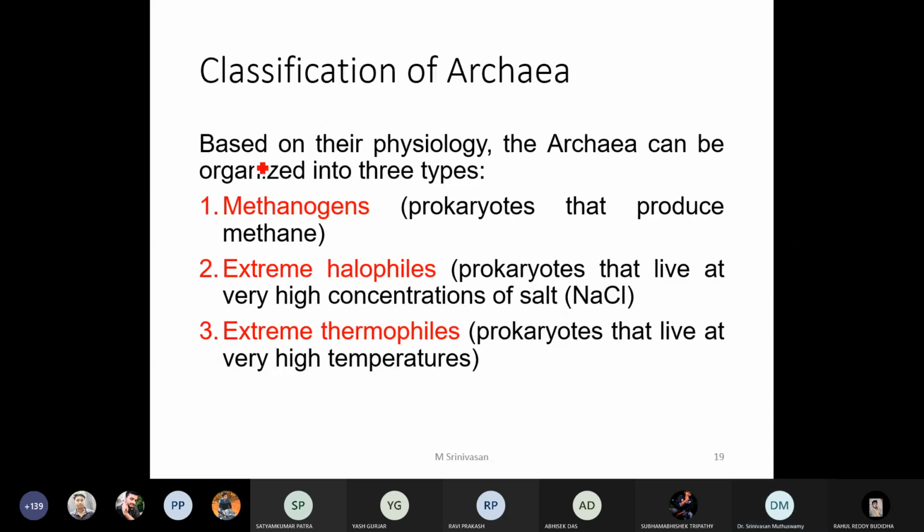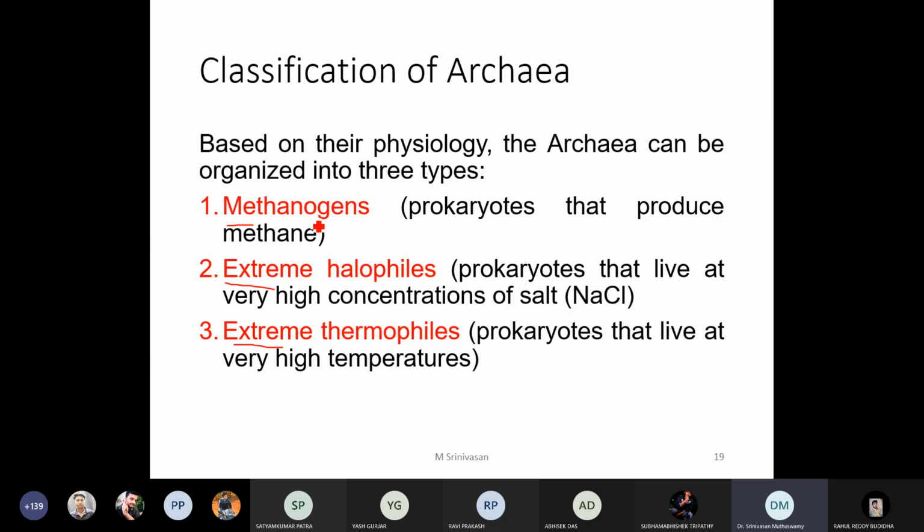Now coming on to the physiological classification of archaea. Based upon the physiology, they have been classified as I told: methanogens, extreme halophiles, and extreme thermophiles. The methanogens are the organisms that produce methane. These organisms do not require oxygen for growth. They are strict anaerobic organisms.